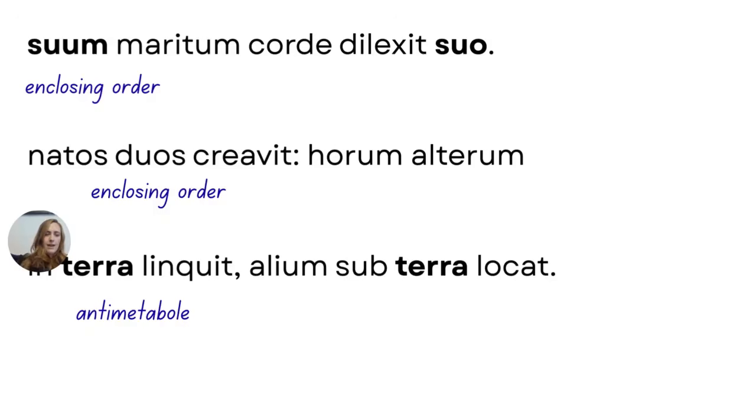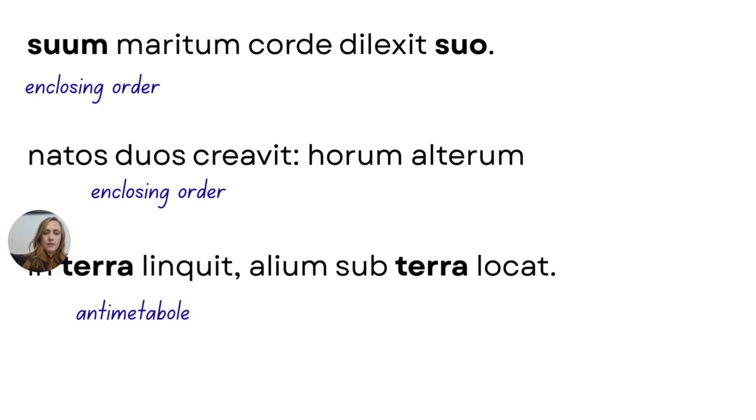If we look at the second line, it says in closing order, guys. I'm so sorry, it really shouldn't. So here, we just have a caesura, a big pause where the colon is, because creavit is in the middle of a line. So natos duos creavit, she created two sons. And there's this pause for effect in what's happened to each of them.